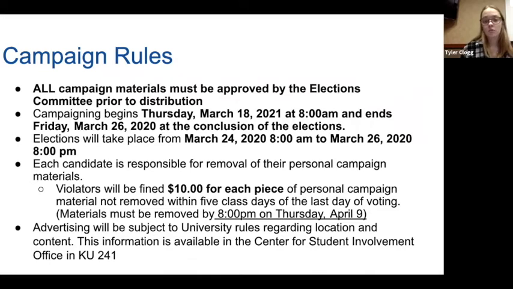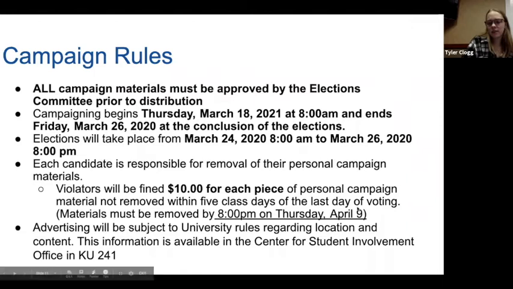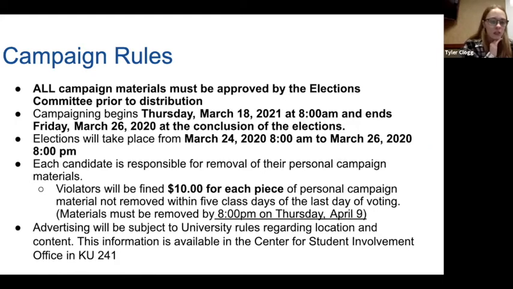Each candidate is responsible for the removal of their personal campaign materials. So any posters that are hung up are the candidate's responsibility to take down after the fact. Violators will be fined $10 for each piece of their personal campaign material that has not been removed 5 days after the last day of voting. I don't think that date's right on there. I don't know what it is off the top of my head, but around April 1st is when those need to be taken down.